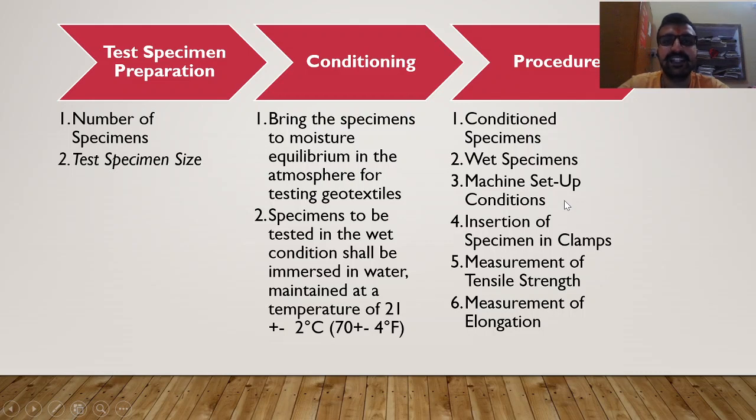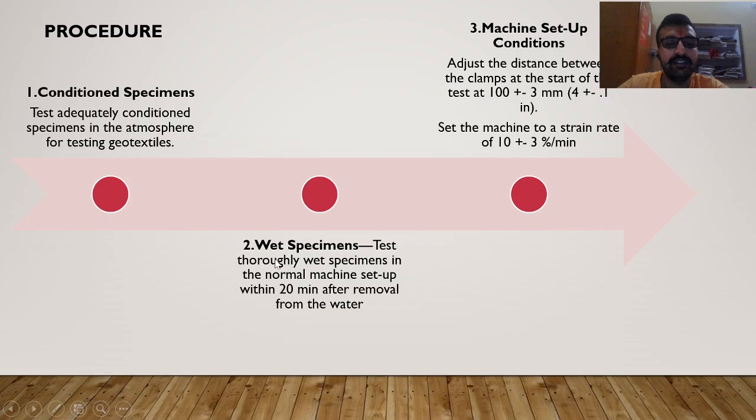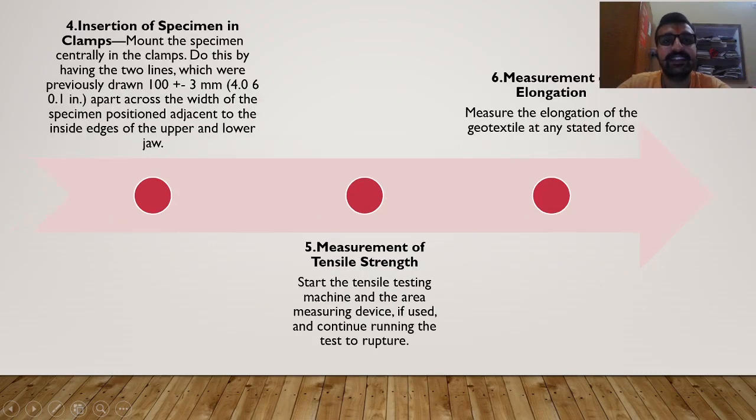A relatively wide specimen is gripped across its entire width in a clamp at a constant rate of extension. After conditioning a wet specimen, we will set the machine rate at 10 plus or minus 3% per minute. When we are done with clamping our sample, we apply a longitudinal force to the specimen until it ruptures. Tensile strength, elongation, initial and secant modulus and breaking toughness of the test specimen can be calculated from machine scales, dials, recording charts or an interface computer.